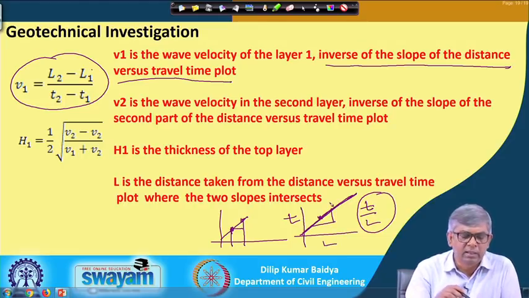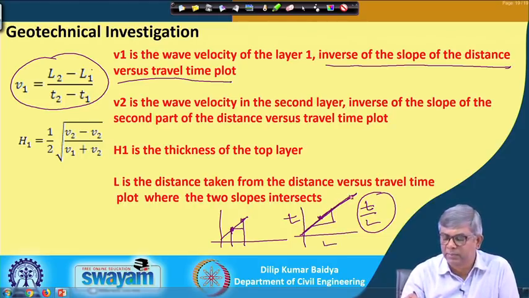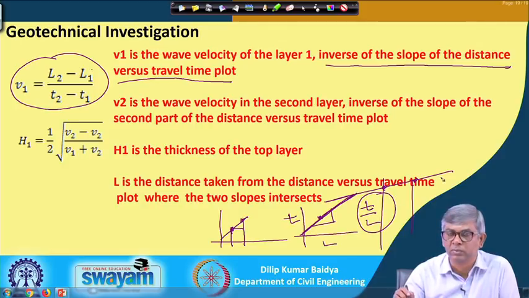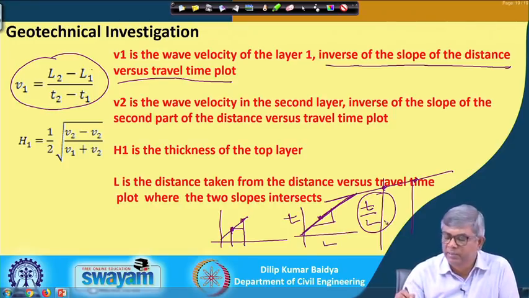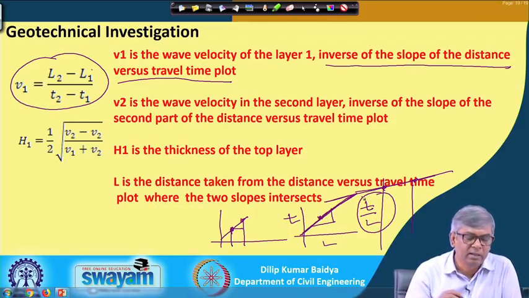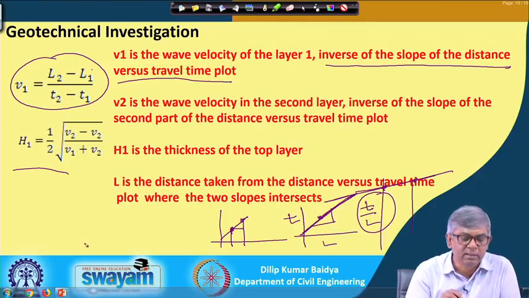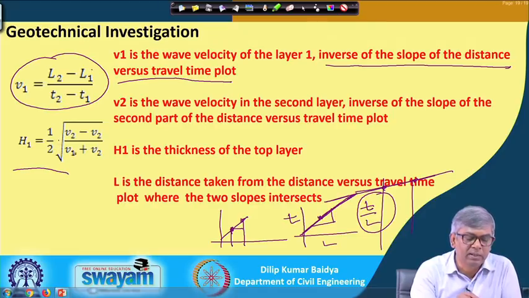Similarly, for the second part of the line, suppose there is another line something like this, then again you can fix 1 or 2 points, find L1, L2 or whatever, and T2 minus T1, and there also you can get the velocity. Otherwise, you can find the slope of this line, and the inverse of that will be the velocity of that line. H1, that means the thickness of the layer, will be half multiplied by the square root of (V2 minus V1) by (V1 plus V2). So, by this formula.